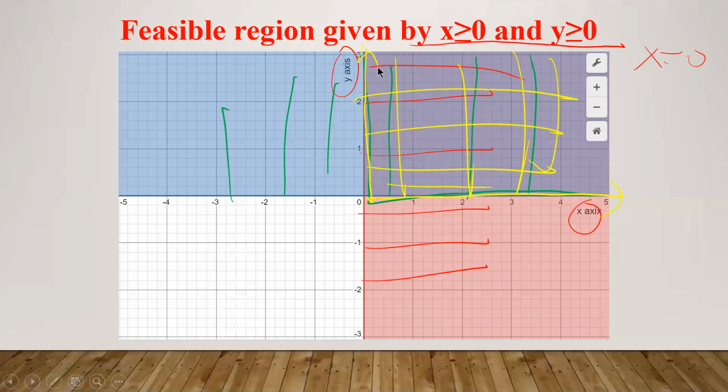So in our linear programming problem, we will always have x and y values greater than or equal to 0. Means we have to restrict ourselves only in the first quadrant. Okay, it can be 0 also, so the points may belong to here or here, but not negative. We don't have to use these three quadrants. So the feasible region given by these two inequalities is this.